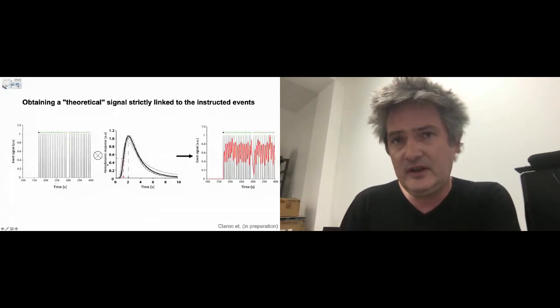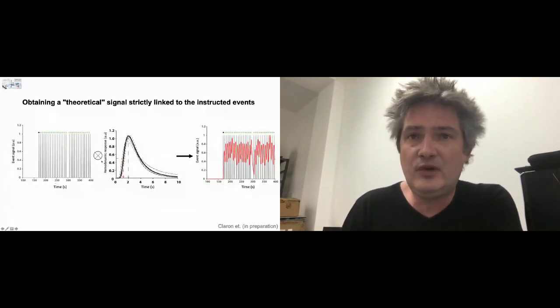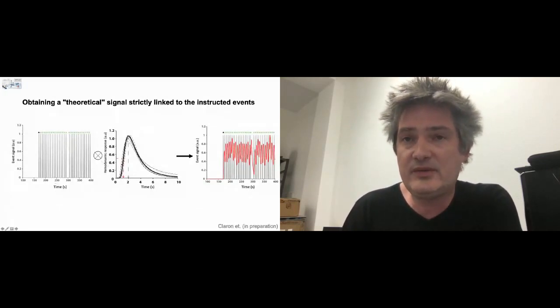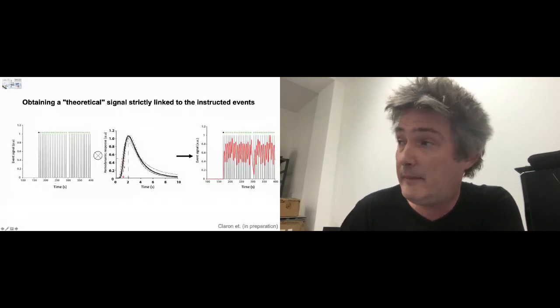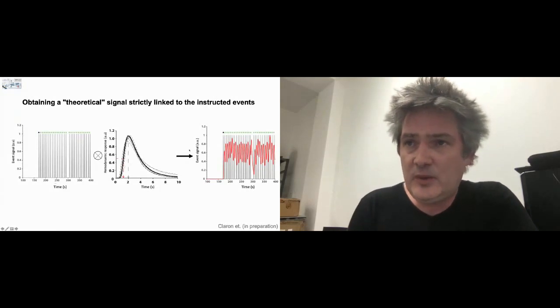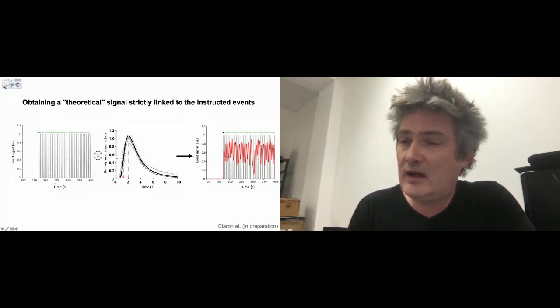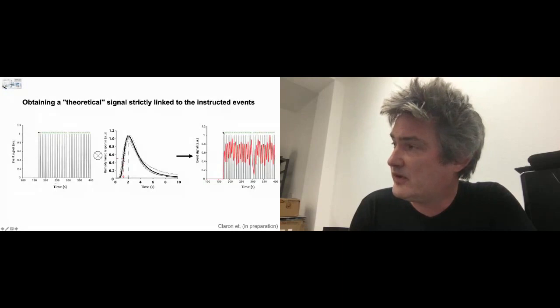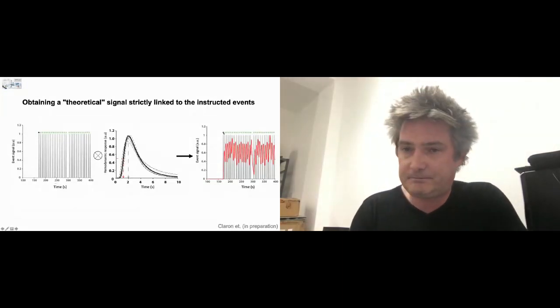Then what we have done is we have computed the convolution between this theoretical signal and the hemodynamic response we extracted from each animal. And then what we obtain is some sort of theoretical cerebral blood flow signal that would be obtained if the signal recorded in the brain matched the impulse response at the beginning of each trial.